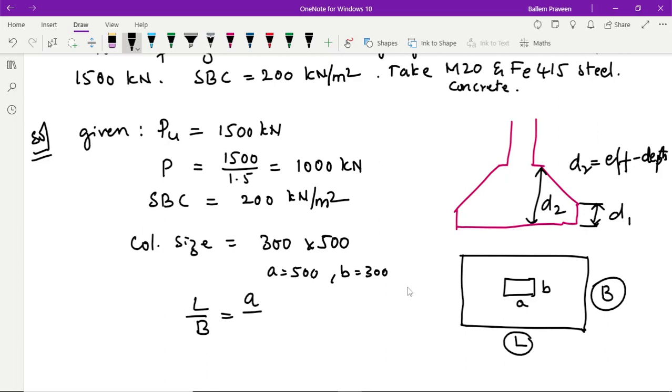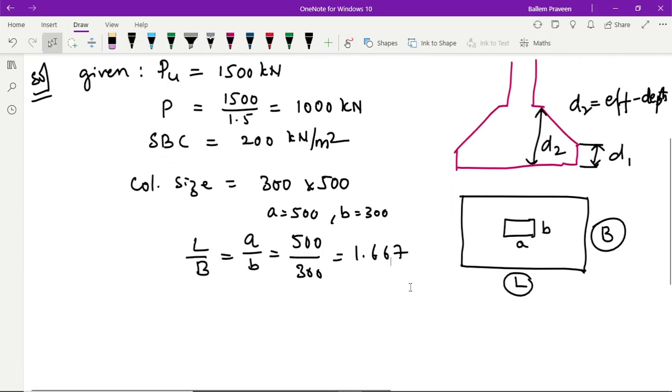So your L by B ratio, you can take the same ratio as your column. Column A by B ratio ఎంత ఉందో, L by B ratio కూడా same provide చేయొచ్చు. So ఈ ratio ఎంత అవుతుంది? This is 500 divided by 300. If you put this in a calculator, it will be around 1.667. So this same ratio you can take for footing also, L by B, remember.